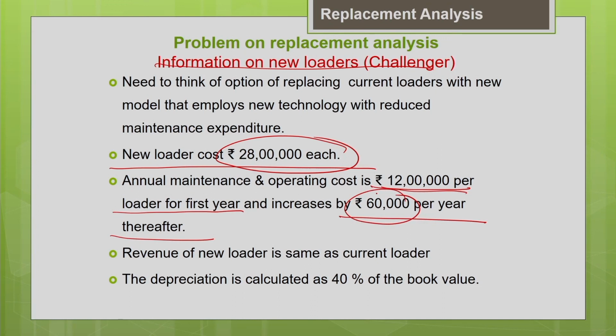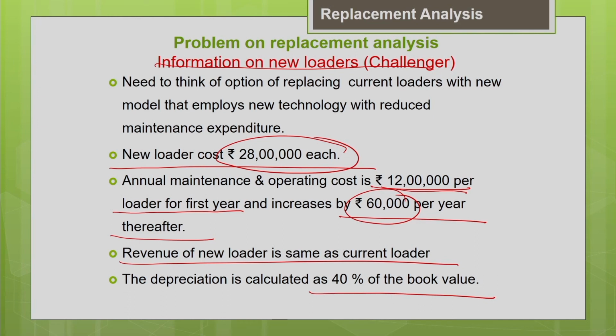So, there is a saving in the operating and maintenance cost with the new loader. But one thing to be noted is revenue is same. Revenue of the proposed loader is same as the current loader. And we are going to calculate the depreciation here as 40% of the book value. Just for simplicity, I am taking it as 40% of the book value for this problem.